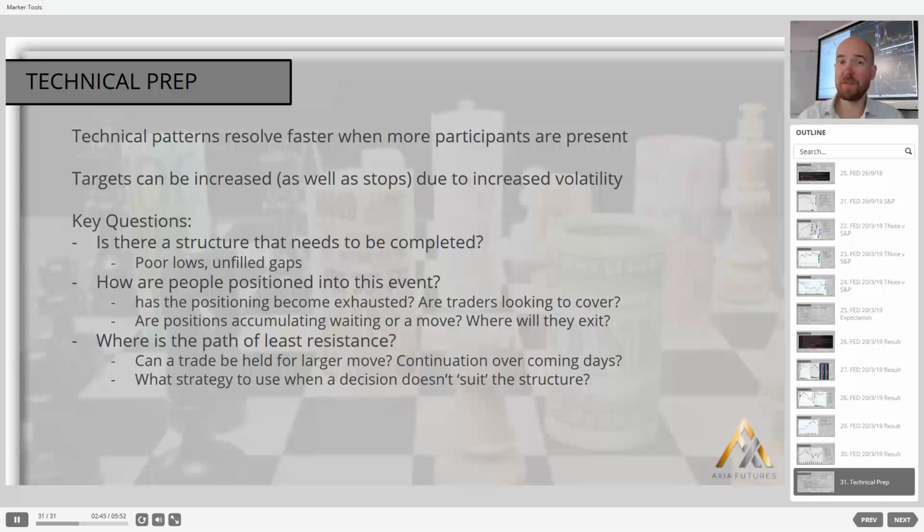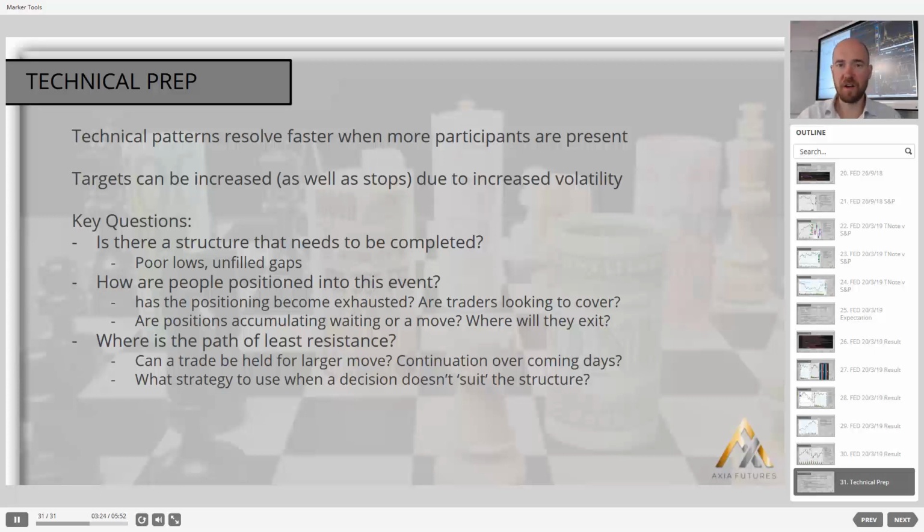Next, and perhaps the most important of all, how are people positioned into the event? I don't mean this in terms of what's the market pricing. I mean this in terms of, have you had a move in whichever market you're trading into the event? Are people now getting exhausted if they've been buying it into the event in the expectation of a decision that aligns with that view? Are they becoming exhausted? Put yourself in their shoes and ask, what would you do if you were long over the past 2-3 days going into this decision? Would you be looking and expecting to cover on the decision? Would you be willing to buy more?